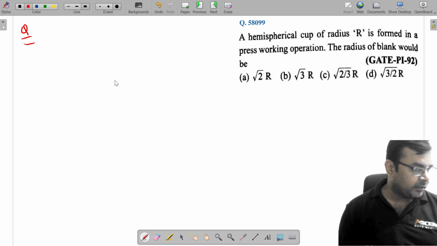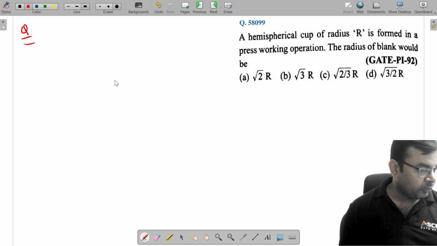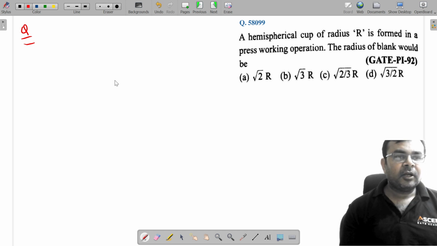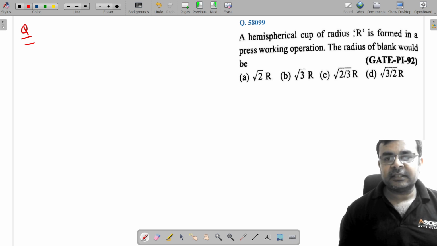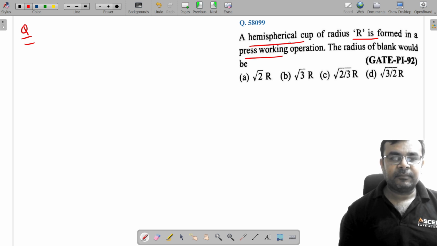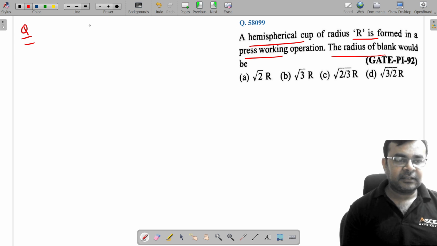we don't have any such proof for this. So you just remember. Or obviously you can see here a hemispherical cup of radius r is formed in the press working. Hemispherical cup, correct? The radius of the blank would be. So whenever we write this, you need to use this concept.